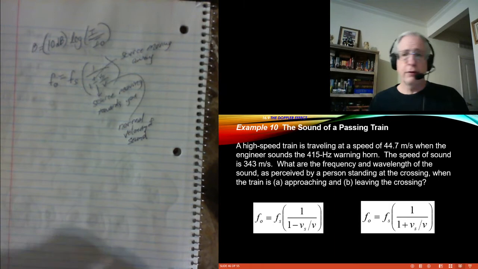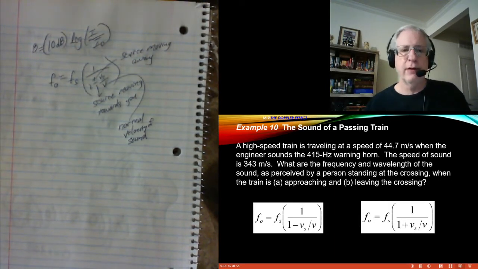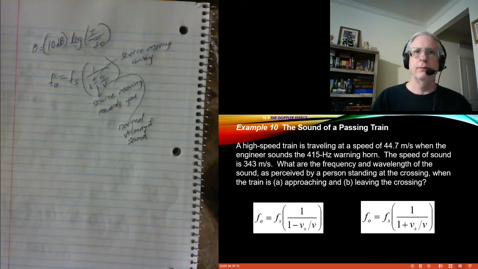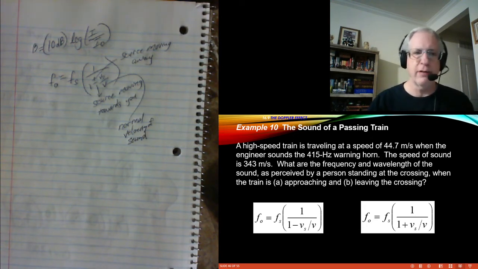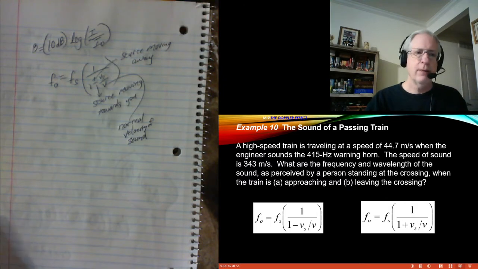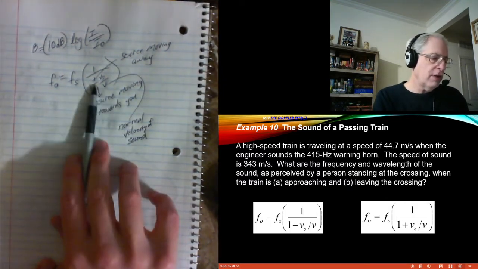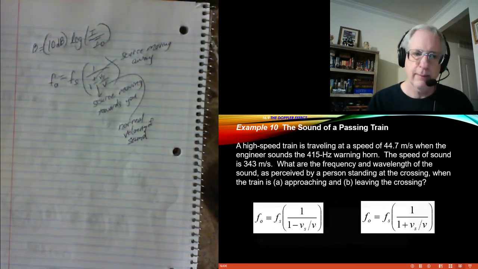Which is usually 343 meters per second if we're at 1 atmosphere and 20 degrees Celsius. So basically standard temperature and pressure for these types of questions. All right, the speed of sound is 343 meters per second. That tells us we're at 20 degrees Celsius. What are the frequency and wavelength of the sound as perceived by a person standing when the train is approaching? So when the train is approaching, we use minus, and when the train is moving away, we use plus.